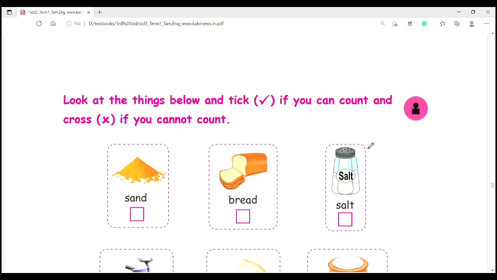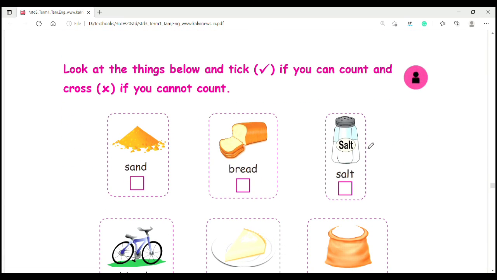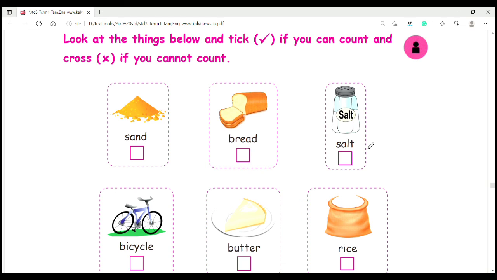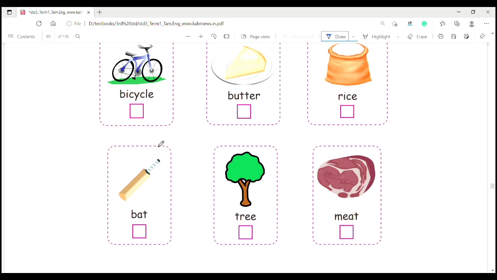Okay. Now we are going to put a tick whether we can count it or not. Can we count a sand? Is it possible? Yes, can you count the sand? No, so you should put wrong. Can you count the bread in a packet? Yes, you can count. Can you count the salt? No. Can you count the bicycle? Yes, you can count the bicycle. Can you count the butter? No, you can't count the butter.